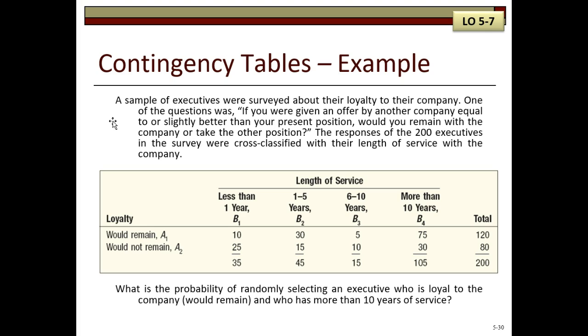Using the contingency table, we can answer the question, what's the probability of randomly selecting an executive who is loyal to the company and who has more than 10 years of service? So let's look at the next slide.